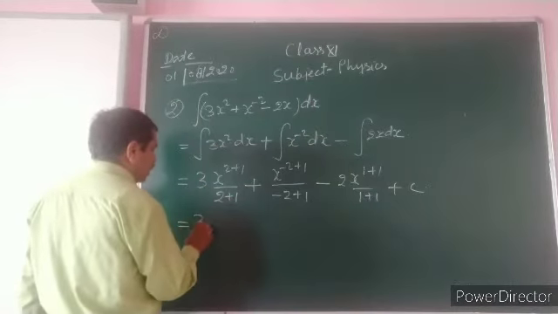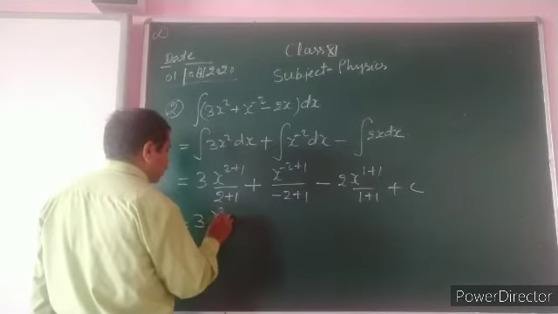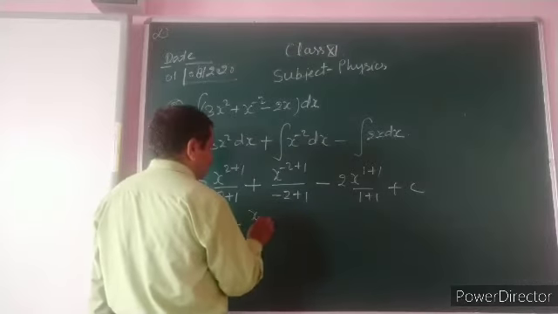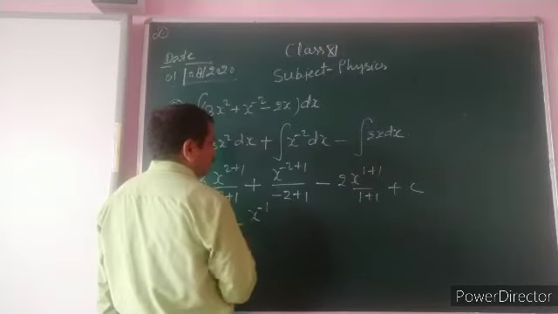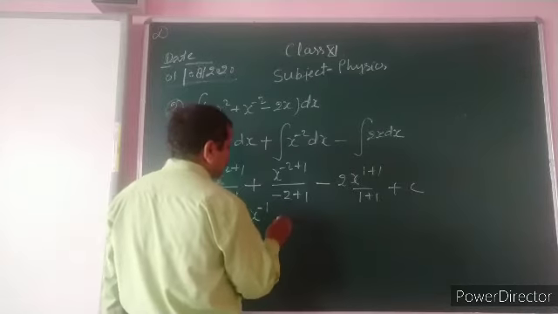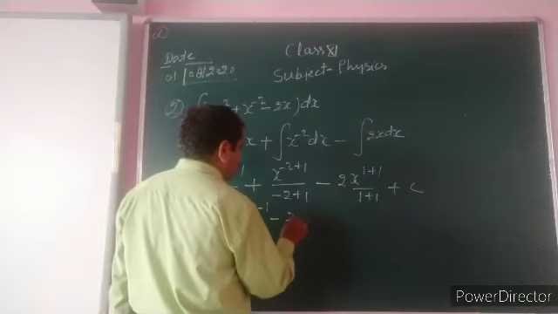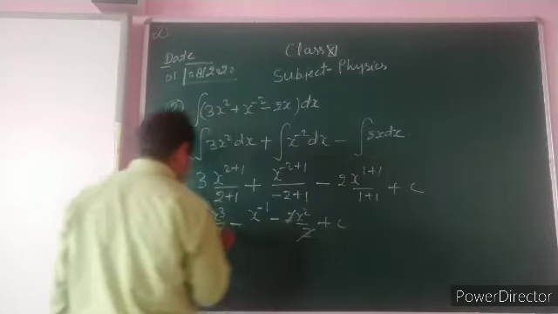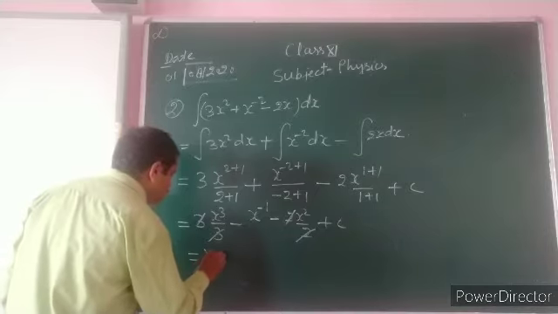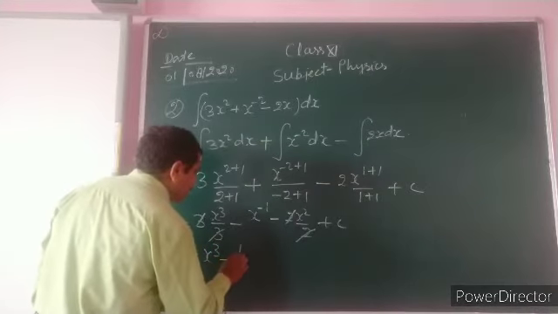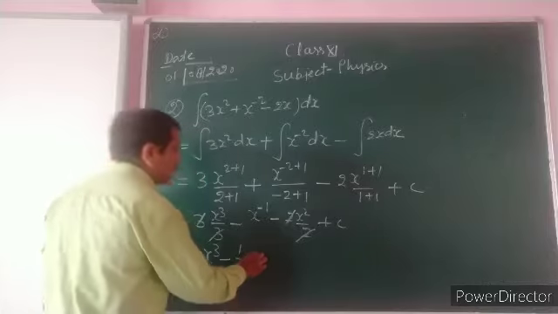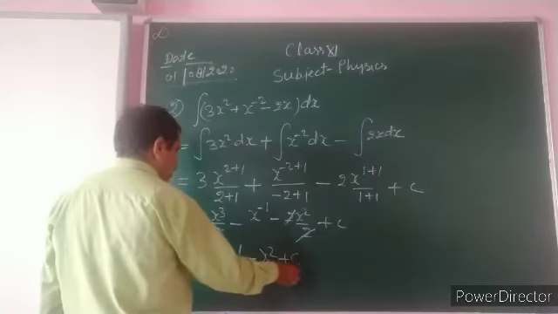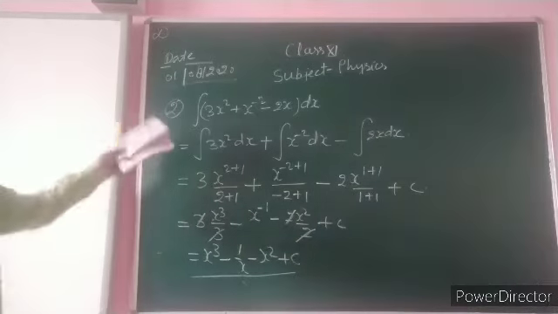Equals 3 x cube upon 3 minus x to the power minus 1 minus 2x square upon 2 plus c. Cancel out, equals x cube minus 1 upon x minus x square plus c. This will be the answer. This is the answer of this given question.